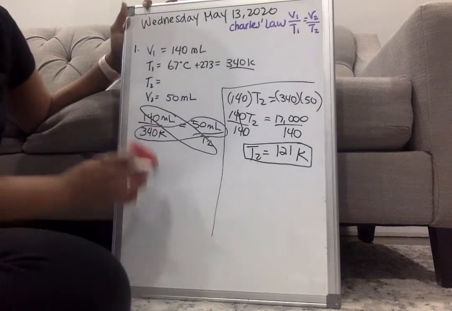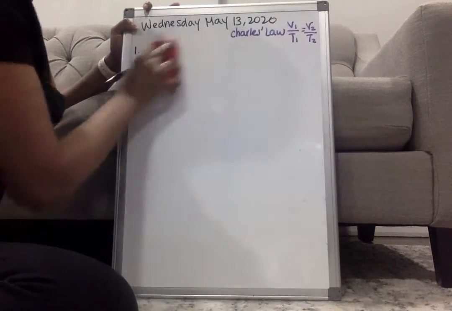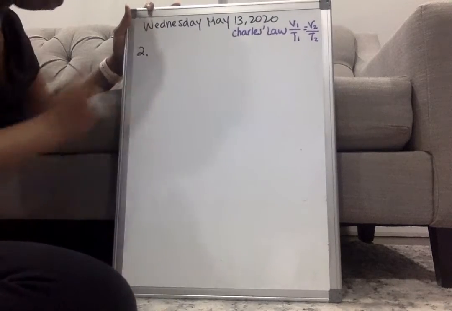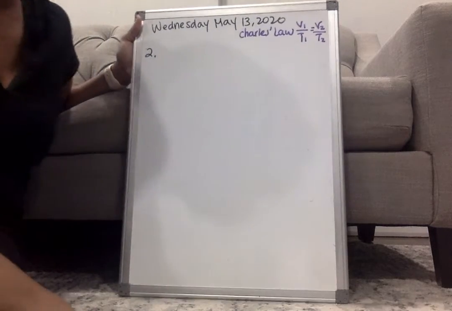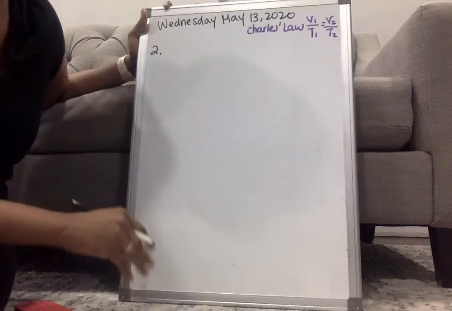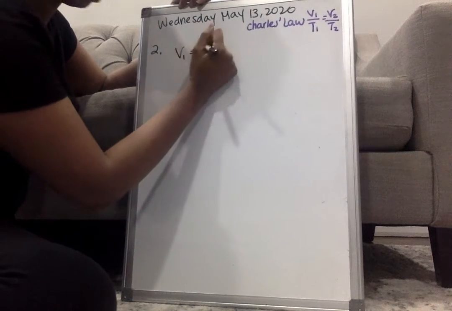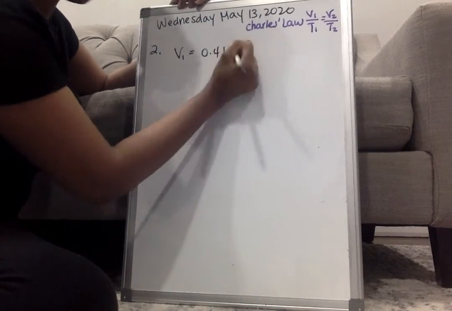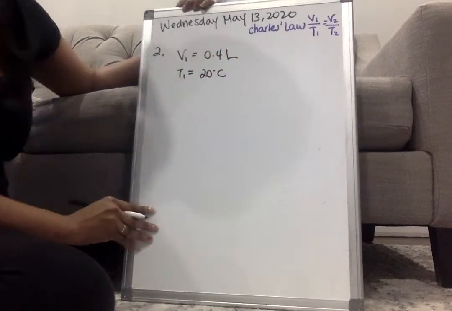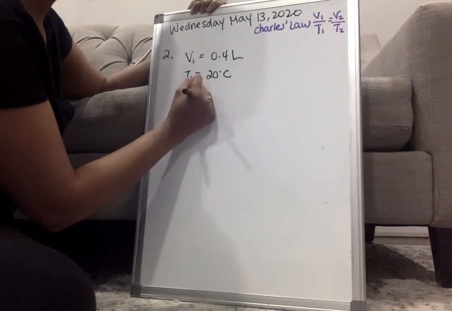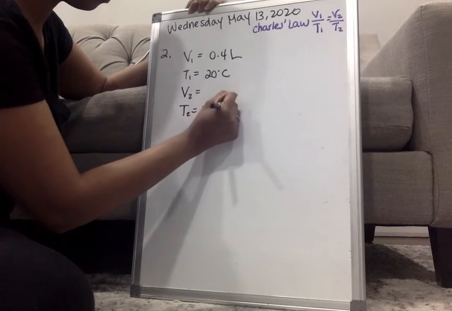So that's number 1. Number 2. A man heats a balloon in the oven. Why would you heat a balloon in the oven? Okay. If the balloon initially has a volume, so initial V1, 0.4 liters, and a temperature, T1, of 20 degrees Celsius, the question asks, what would the volume of the balloon be? So we're looking for V2, if the temperature increased to 250 degrees Celsius.